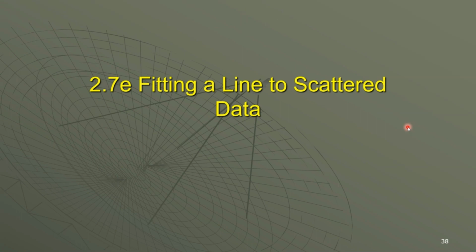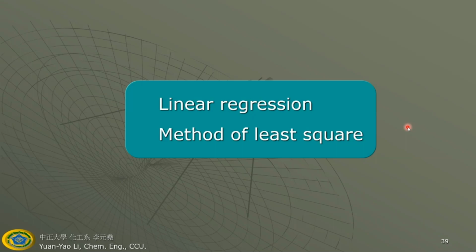Section 2.7e is fitting a line to scatter data. Apart from finding two points to make one straight line, you can use some mathematical models like linear regression or the method of least squares. You can find this easily in the book or in Excel. So we don't want to introduce this to you.